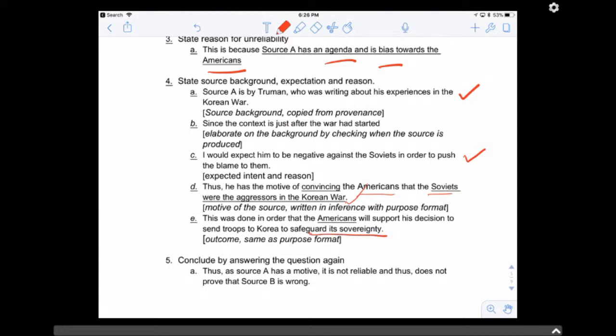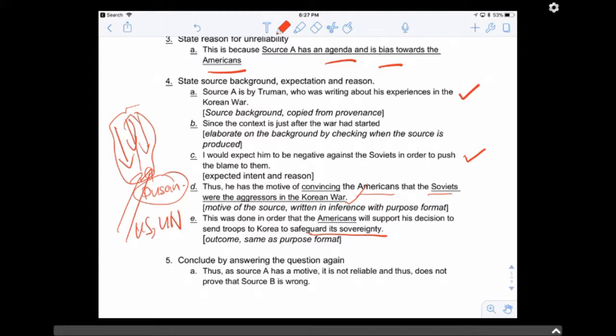Alright, so this was at the point in time of the context where North Korea has started invading all the way here to Busan, and the Americans needed to convince their government to support the sending of more troops to Busan from the US and the UN, so that they can push back and help Korea to regain its sovereignty. So this is the context, and this is why the source is biased, because of the agenda of wanting to get more troops inside Korea.